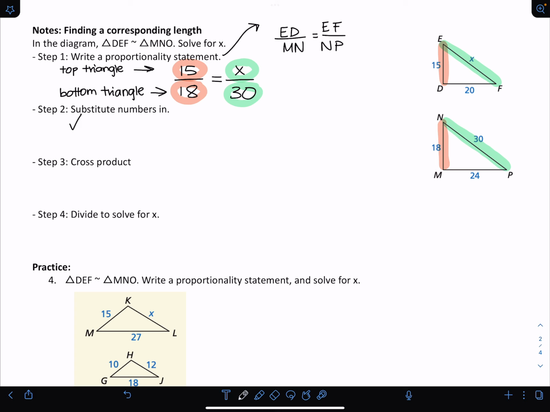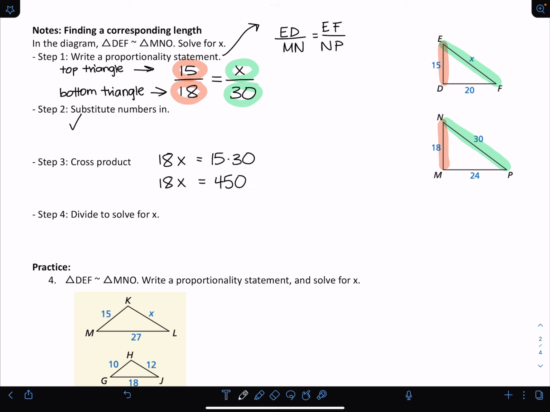The next step is to make the cross product, which I think you guys should be masters at now. So this left piece of the cross and this right piece of the cross are equal to each other. So we should have 18 times x is equal to 15 times 30. I'm going to punch that into my calculator to make my life a little bit easier. So 18x equals 15 times 30, which is 450.